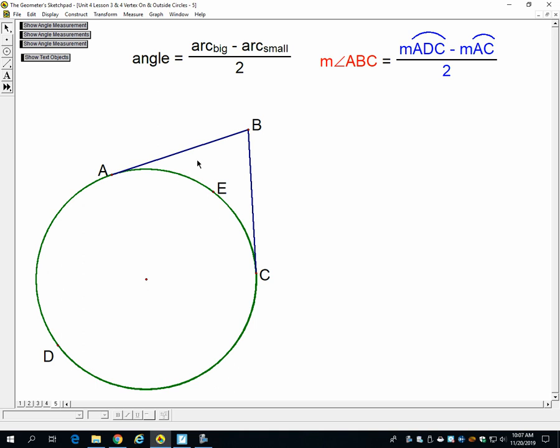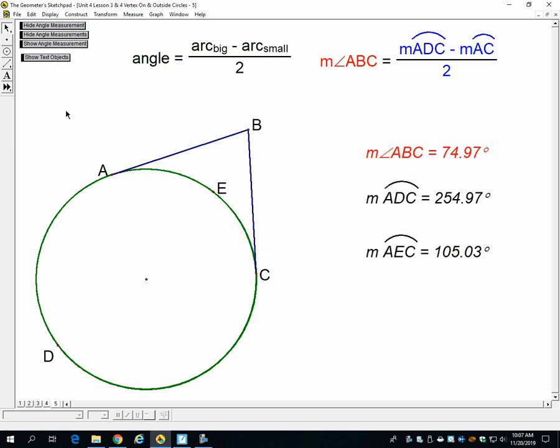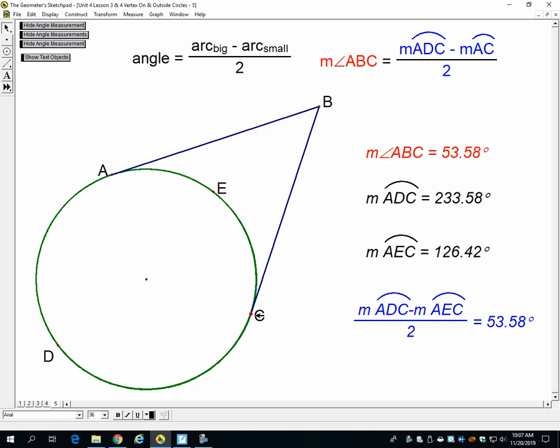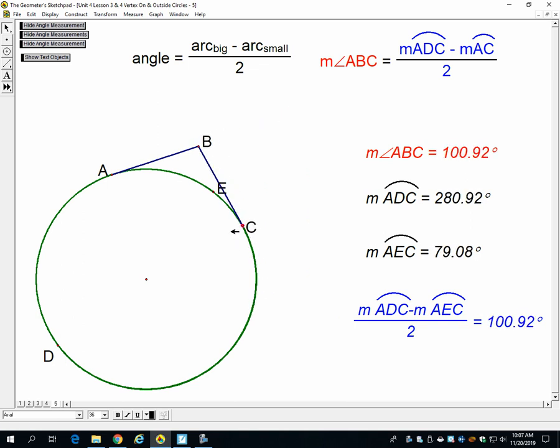So we have the two tangents. It's nice because we only have two arcs, and I think it's pretty obvious in all of them which one's the bigger one. So we have this arc ADC is the big arc, and this arc AC is the small one. So let's measure the angle. Measure my arcs. And now I'll subtract my big minus small, divide by 2. Again, you can see that those two things are equal.